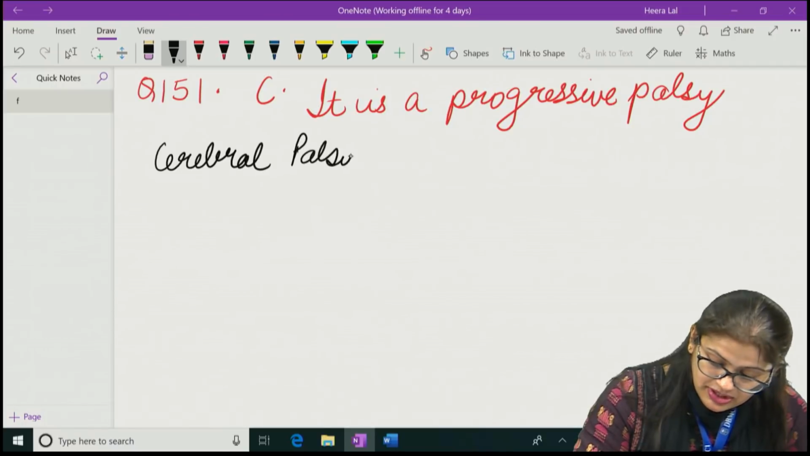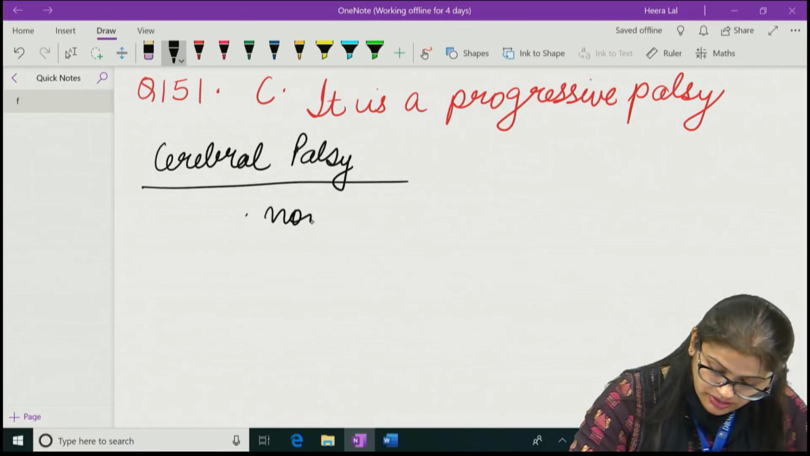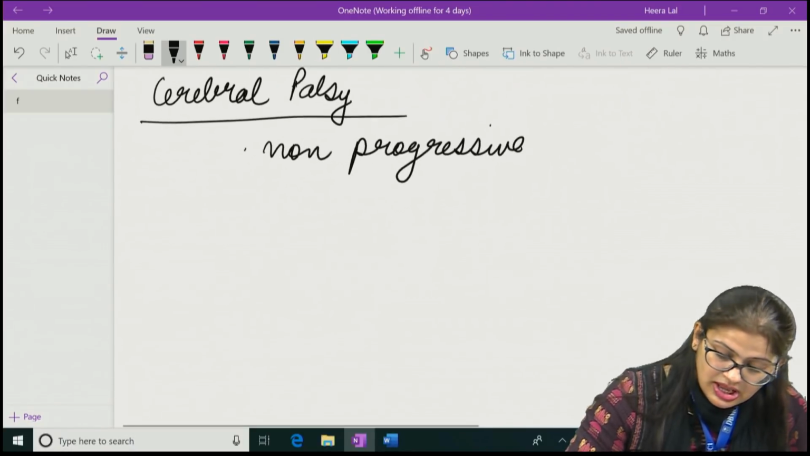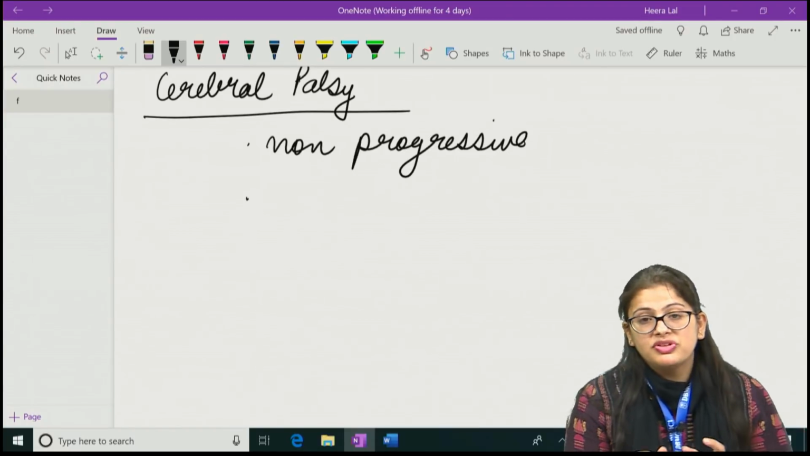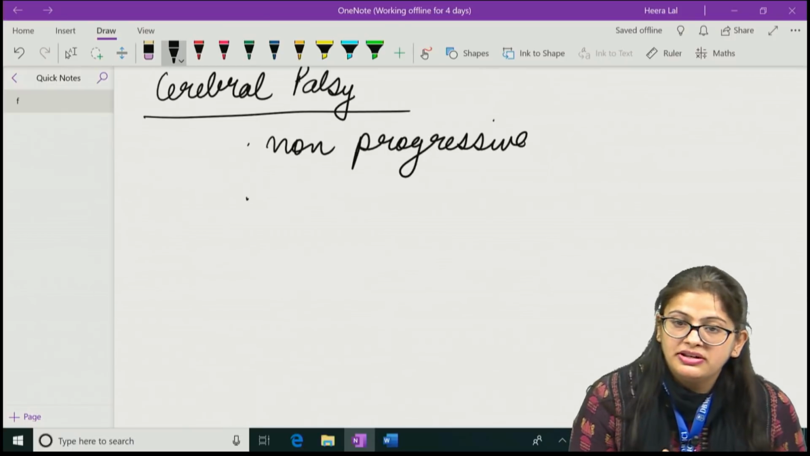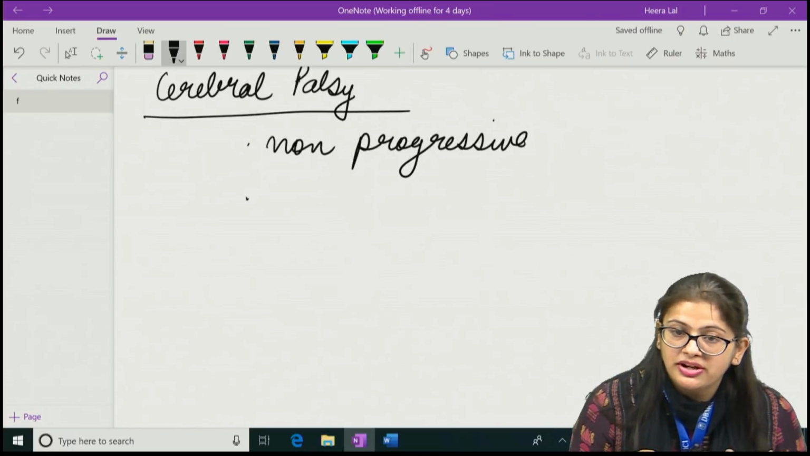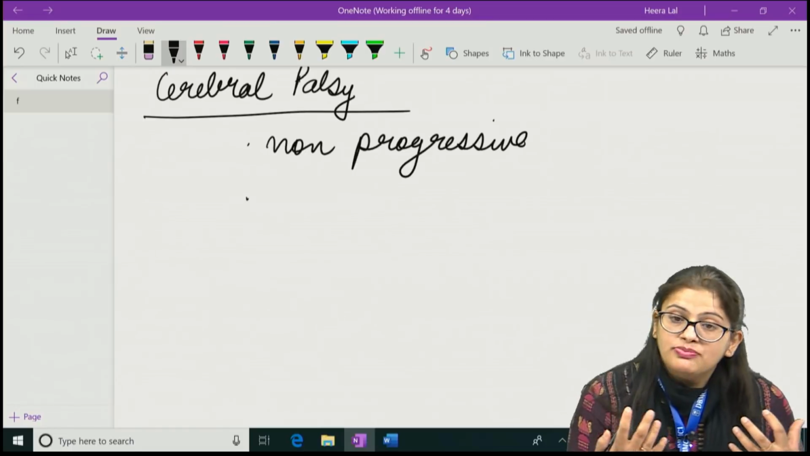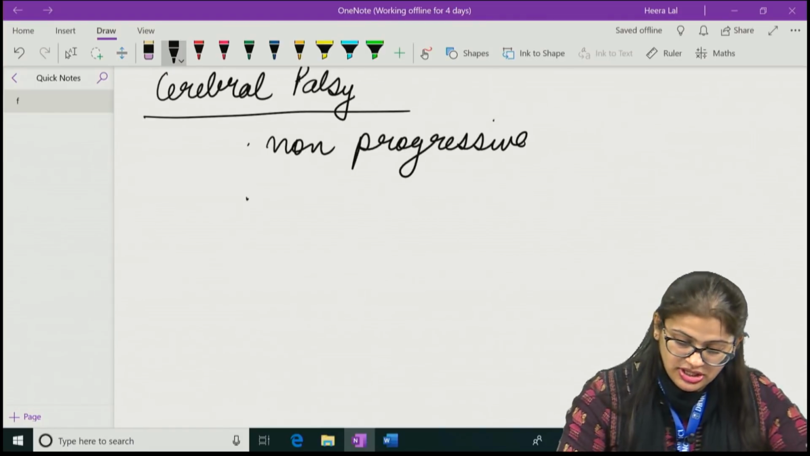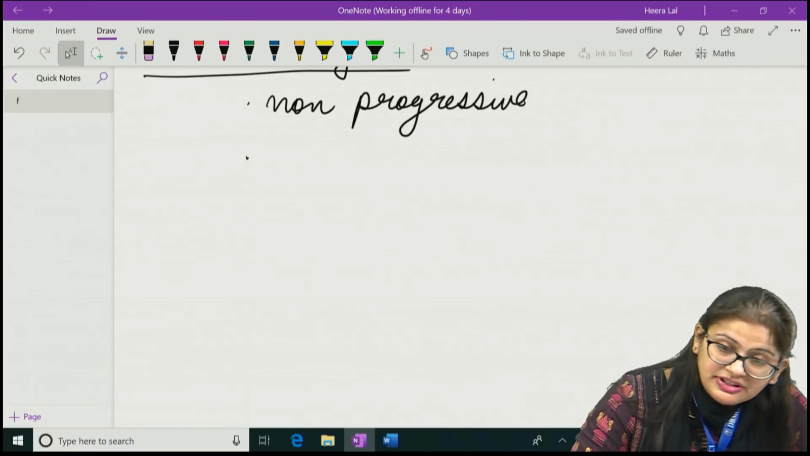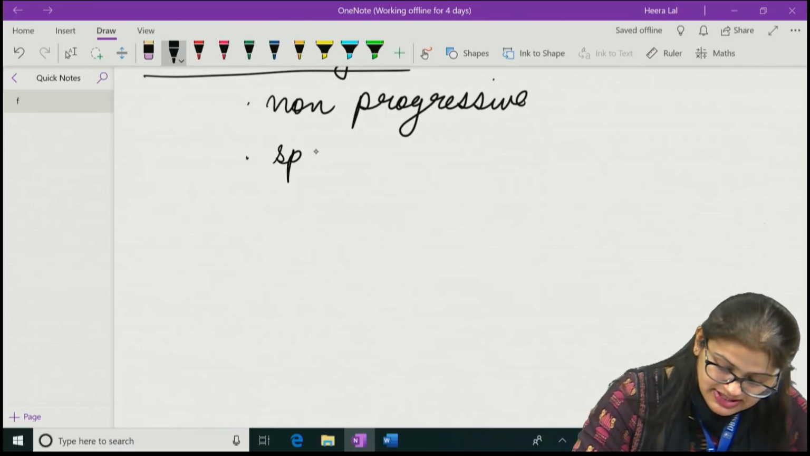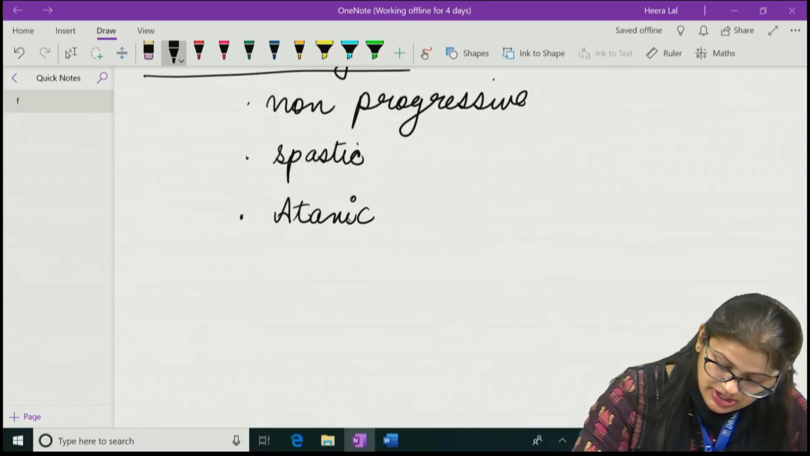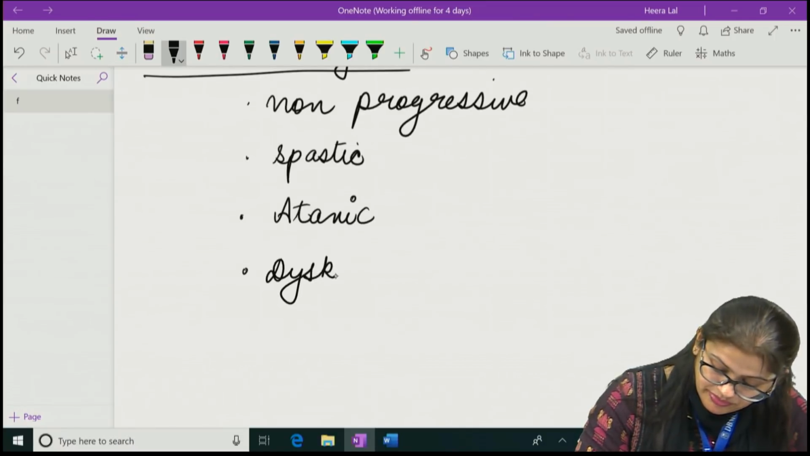Cerebral palsy is a non-progressive disorder that most of the time results due to perinatal asphyxia or any perinatal injury that occurs especially in the motor areas of the brain, which affects the motor system. And apart from the motor system, it can have many other manifestations that we will just see. The different types of cerebral palsy include spastic, ataxic, dyskinetic, or mixed.